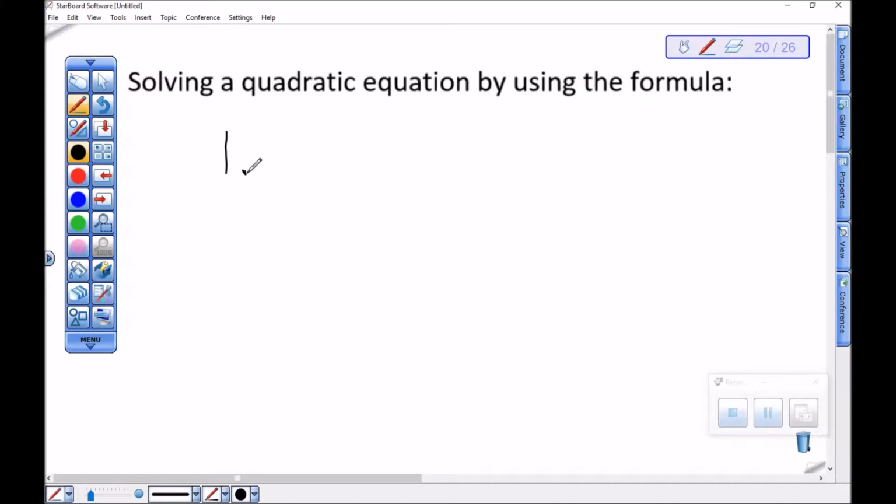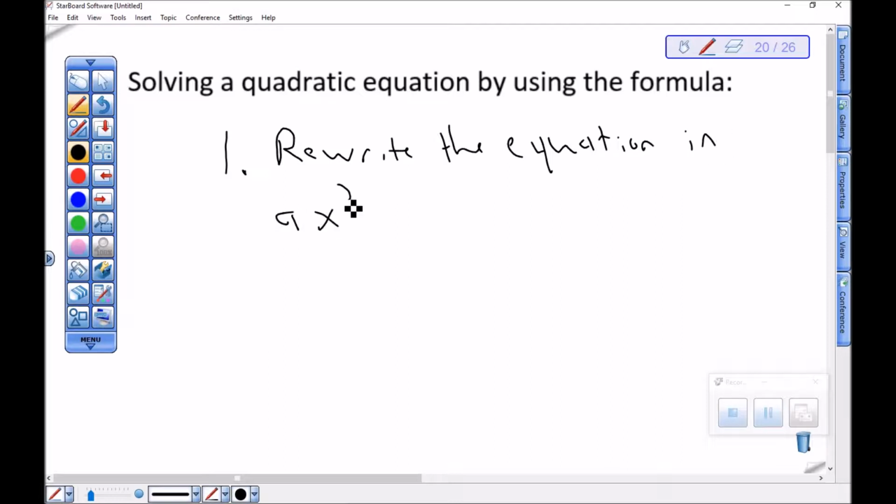So if I want to solve a quadratic equation by using the formula, first I need to rewrite the equation by using my properties of equality so that it is ax squared plus bx plus c equals 0. Okay, you've got to get it equal to 0 just like when you're factoring because we use the zero product principle. Even though it doesn't look like it, we use that zero product principle to solve it. So you've got to get it equal to 0.